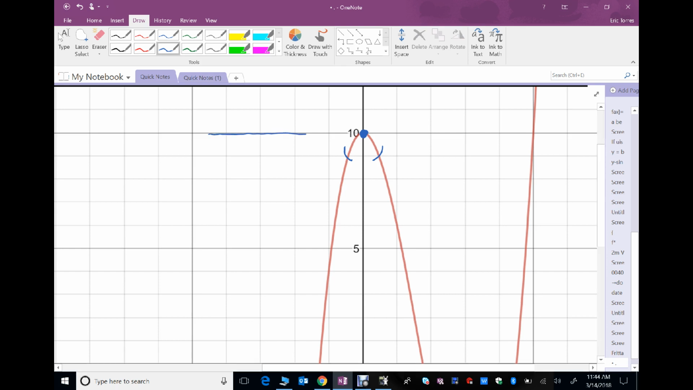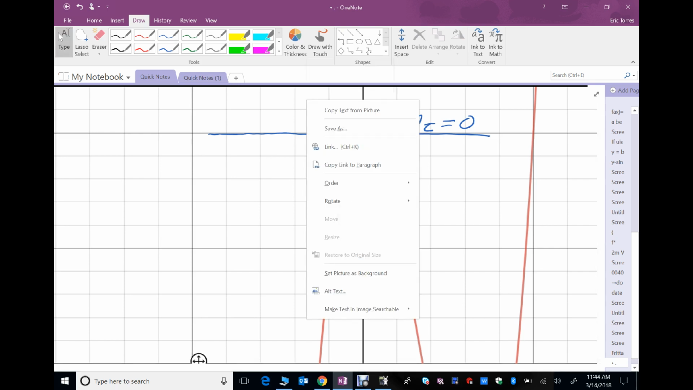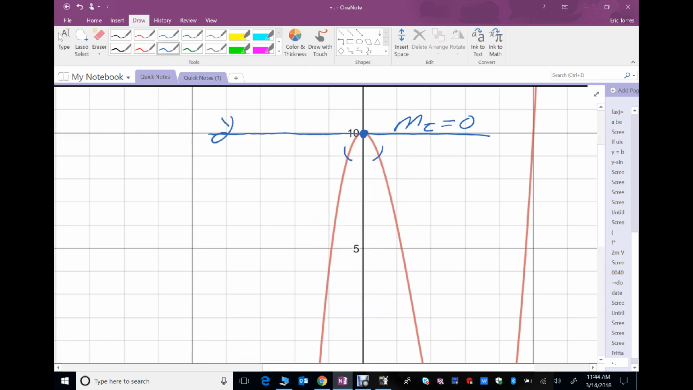Also, what we should notice about this point is that if we drew the tangent line at this point, the slope of the tangent line would equal 0, which means the derivative of the function equals 0 at this point.